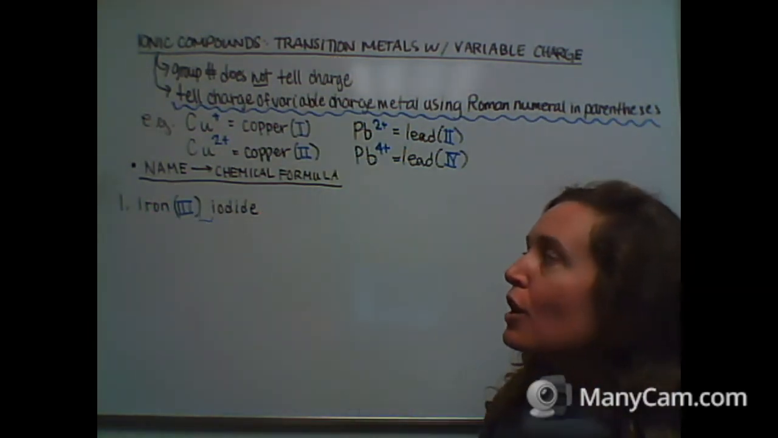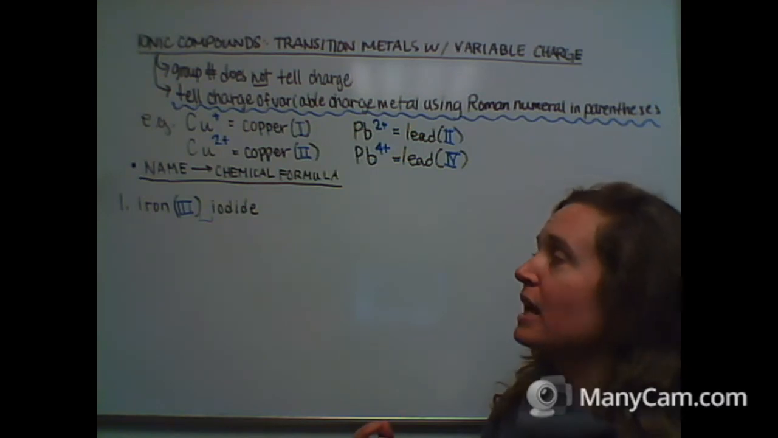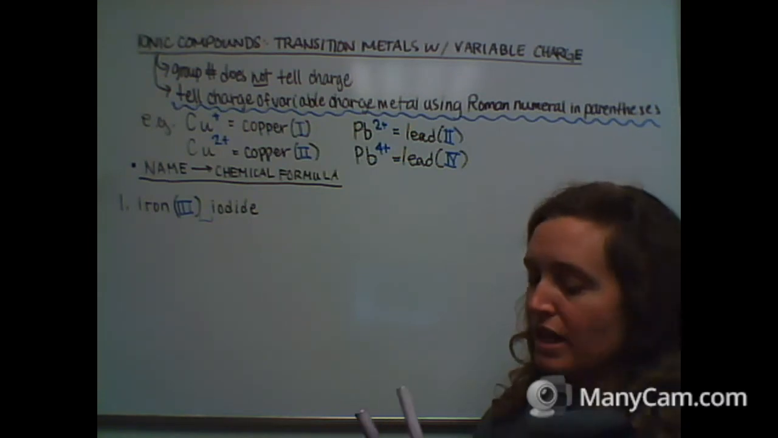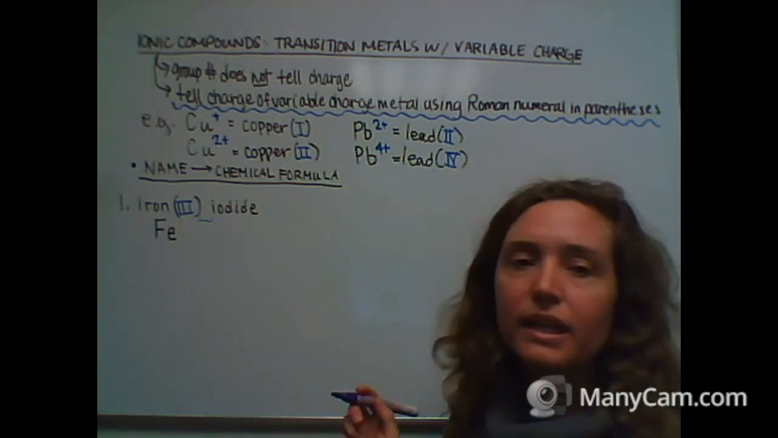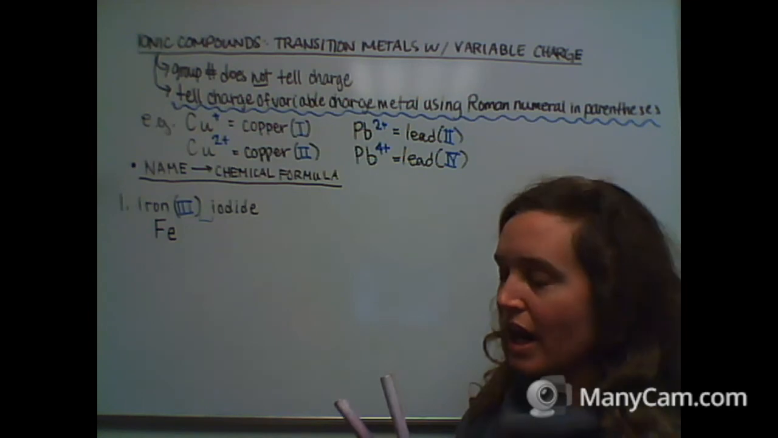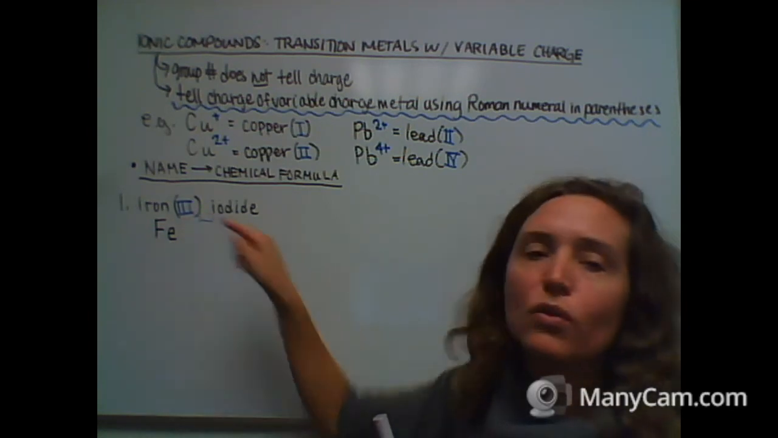All right, so let's figure out then how we write the chemical formula. So from the name, we're going to write the formulas for the ions themselves. Iron has the element symbol of Fe, and it's got a 3+ charge, and we know that from the Roman numeral of 3.